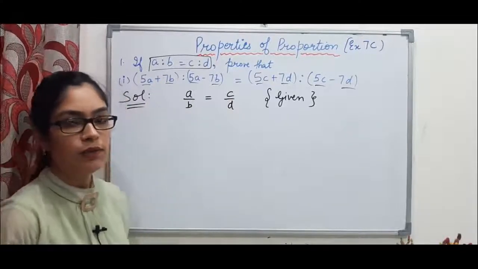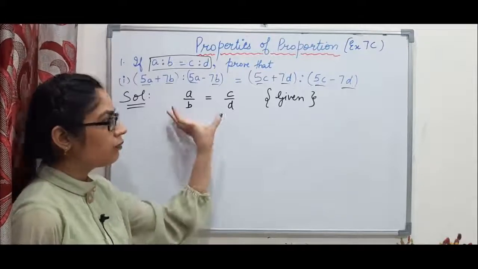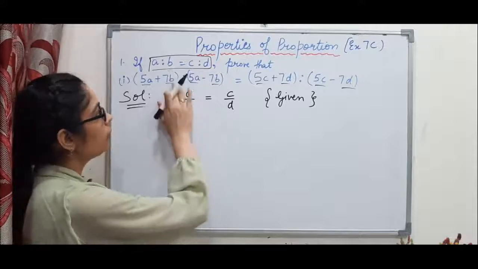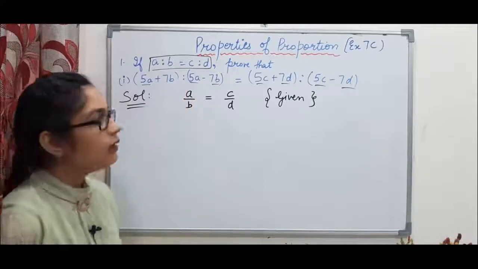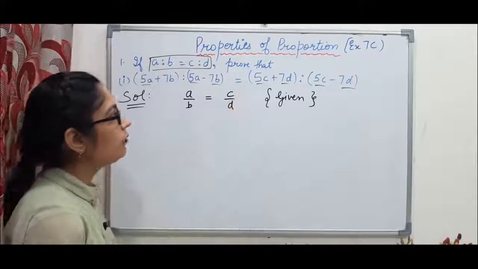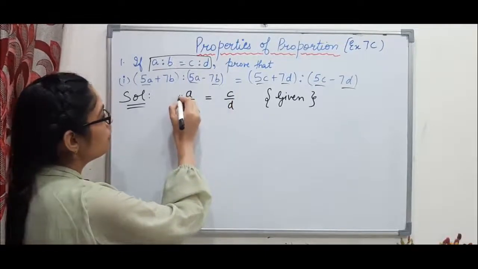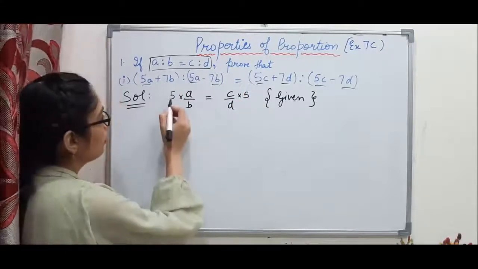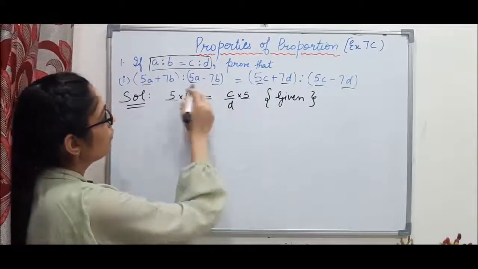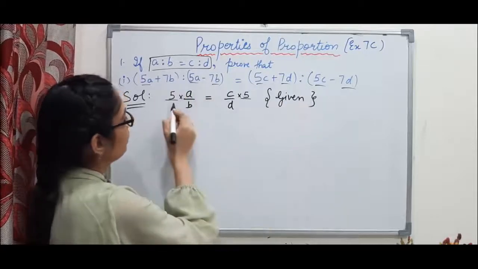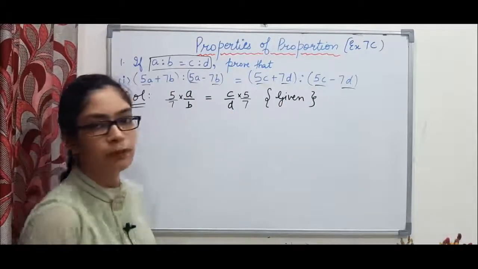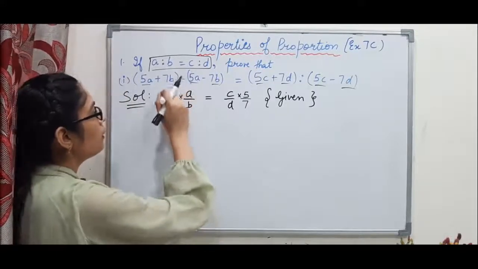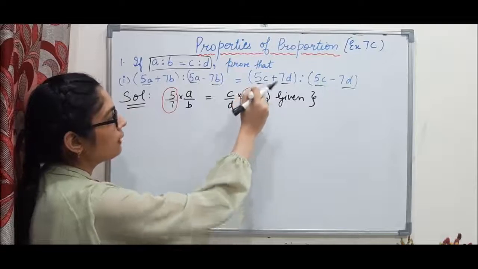So what can we do here, because we have to start from the given thing only? According to the thing which we have to prove, by observing it we can see we need 5. So we can multiply both the sides by 5, and we need 7 with b and d, so the denominators of both the sides we can multiply by 7. Basically, we are multiplying both the sides by 5 by 7.